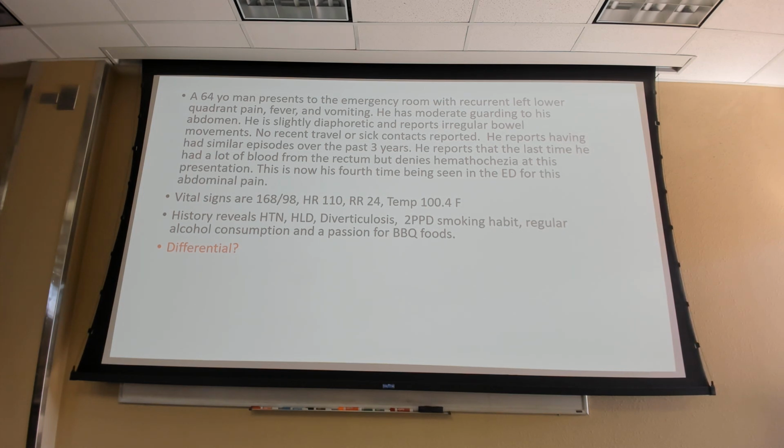Okay. Obviously labs, but we want to get some sort of imaging as well. Like a CT scan would be reasonable. He has a history of diverticulosis, so what does that make you think? What do we think is causing this? Yeah, he didn't complain of any blood from the rectum, but he's had it in the past. So it could be some sort of lower GI bleed. So we've got to consider that. So we want to definitely look at labs and evaluate him.